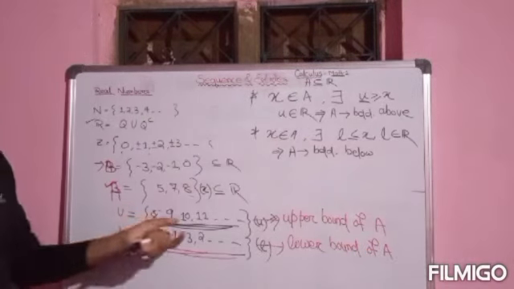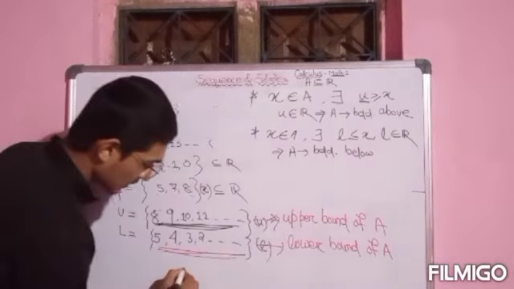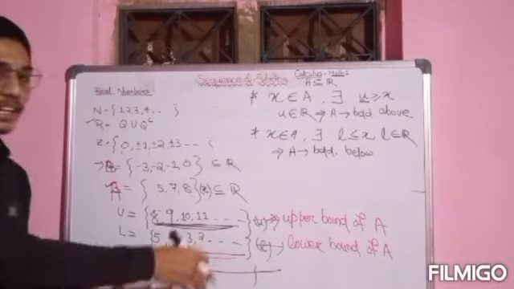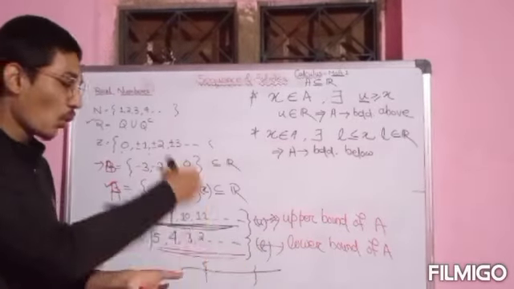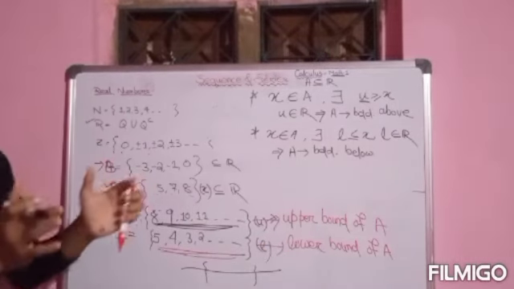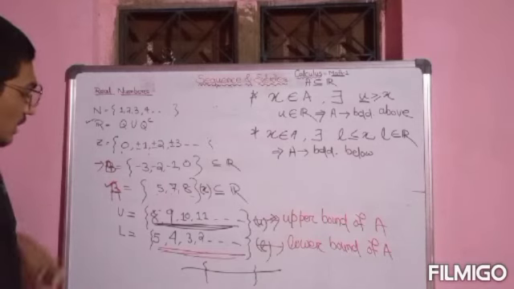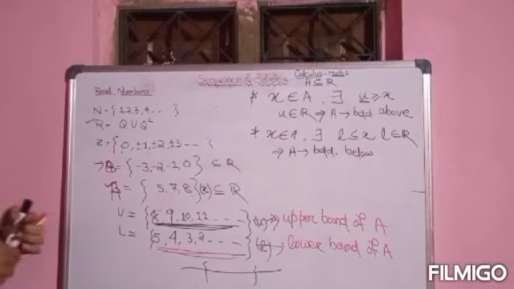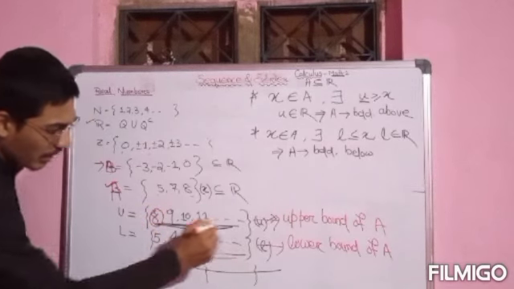Understood? What are we saying with bounded? Suppose this is my set, and it is bounded, it means all the elements are residing within this and this. Understood? And if you remark one thing, in this upper bound set, there exists a number which is less than or equal to every number of this set.